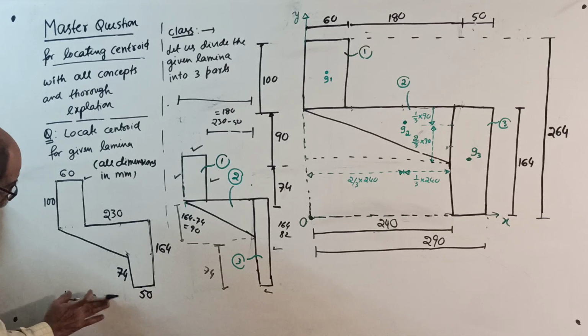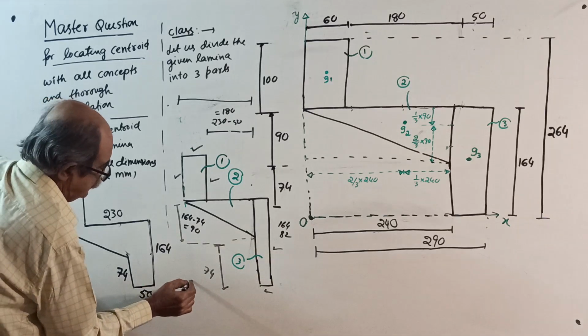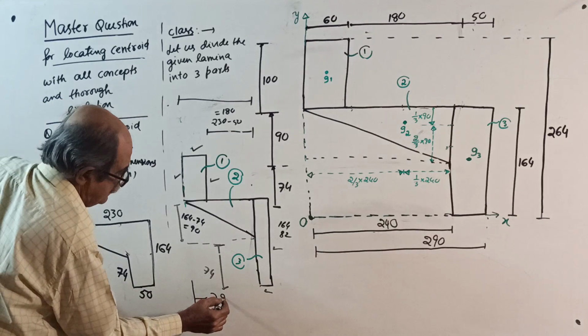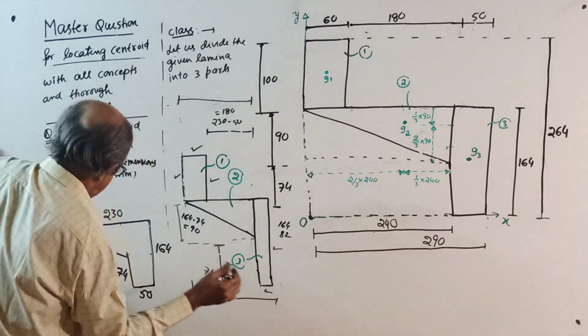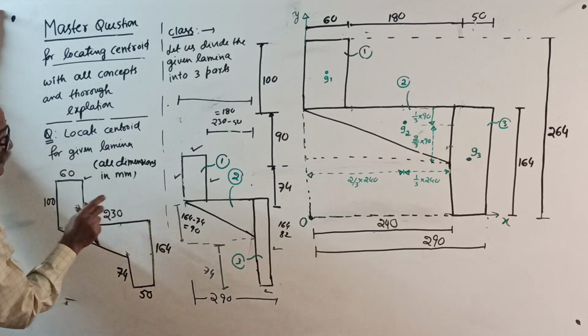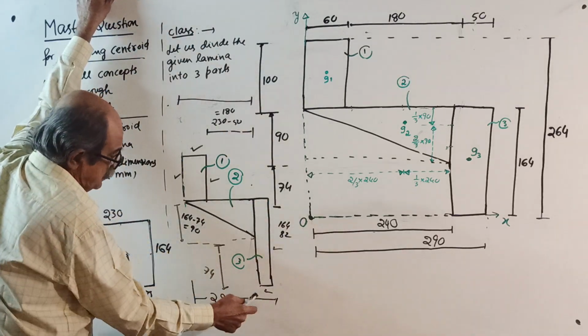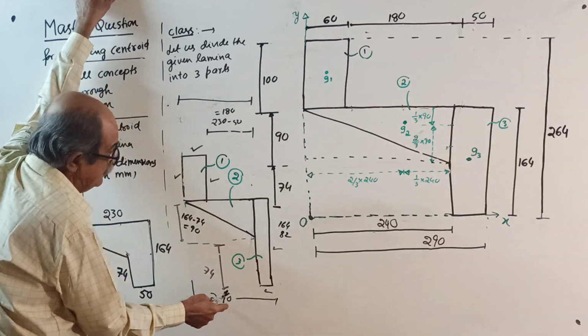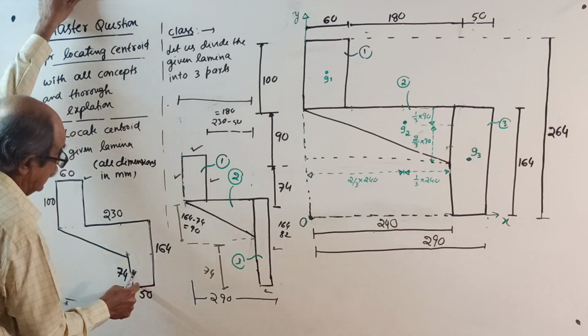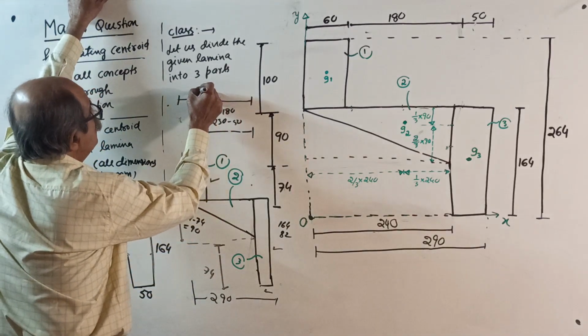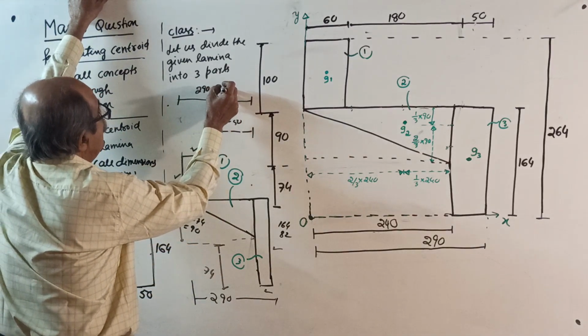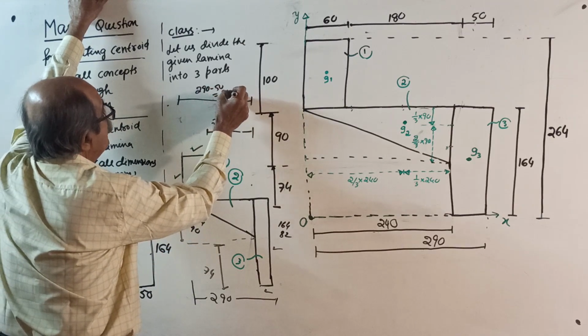Somewhere make a note here. This full is 290. I already explained. See, 60 plus 230 is 290. First you get 290, from 290, subtract 50. So this will be 290 minus 50 equal to 240.